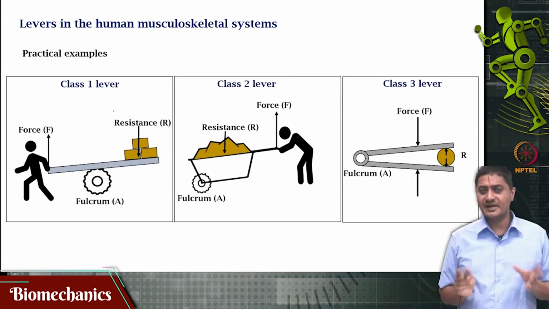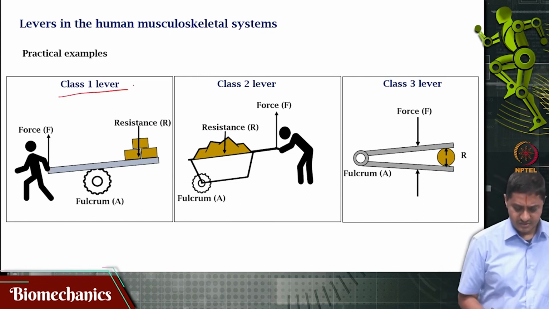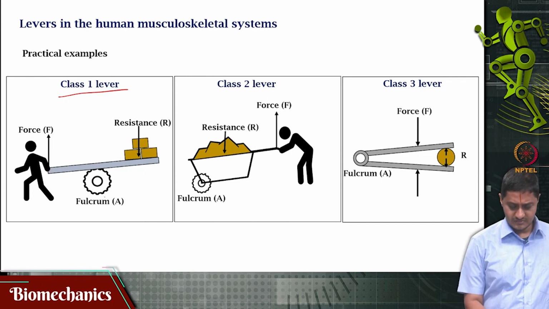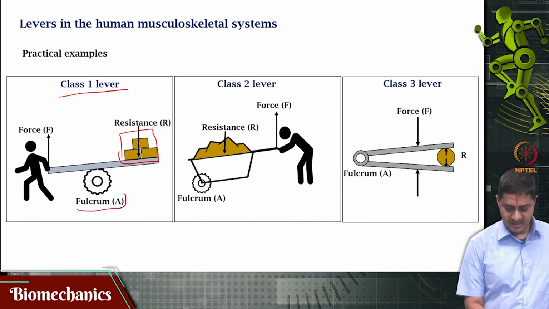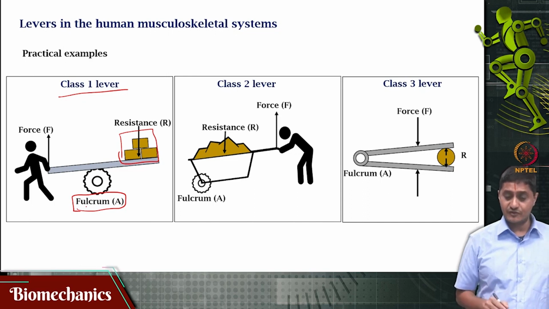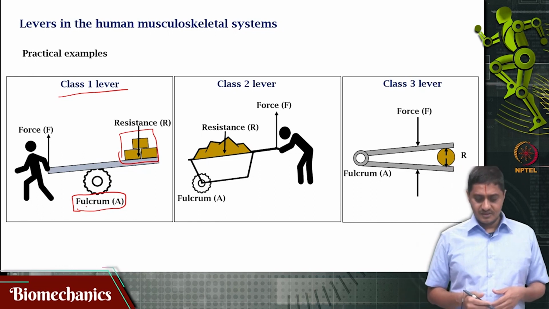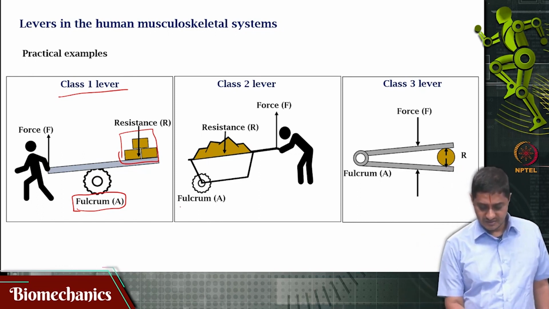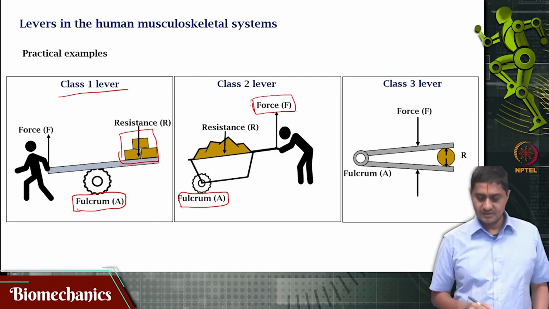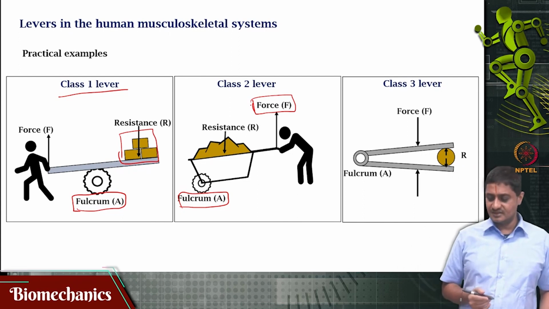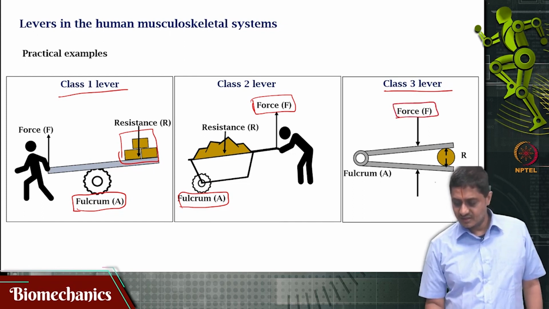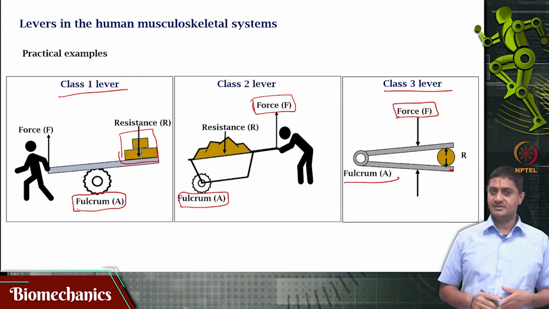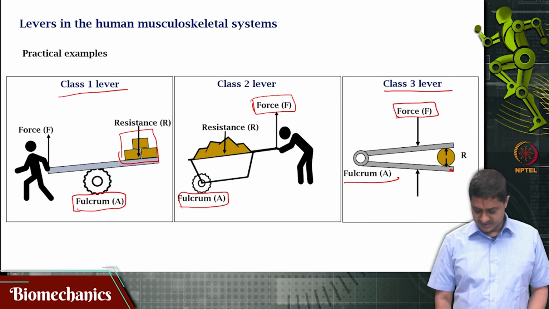Let us remind ourselves of some practical examples of the types of levers. This person is trying to overcome the resistance offered by these blocks, and in this case the fulcrum or the axis of rotation is between the applied force and the resistance. This is a class 1 lever, we know this. The other case is when a person is moving this cart. In this case, the resistance is acting between the axis and the force. This is a class 2 lever. And then you have the case of the nutcracker. In this case, the applied force is between the resistance and the axis of rotation. This is a class 3 lever. This is the case of the nutcracker.